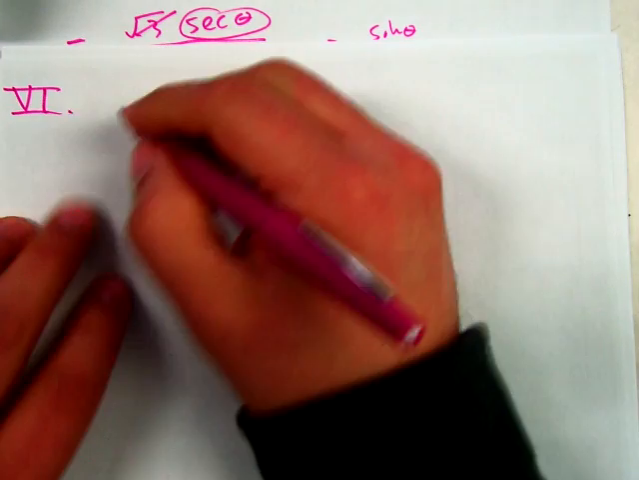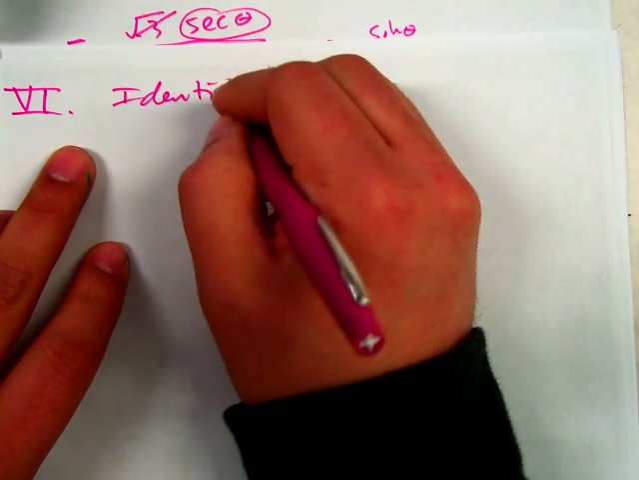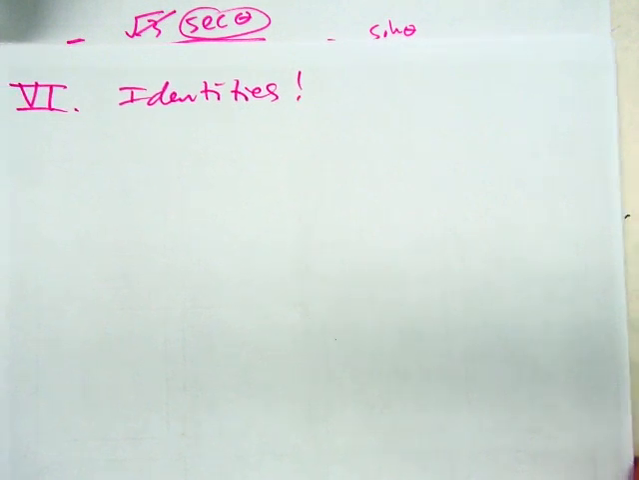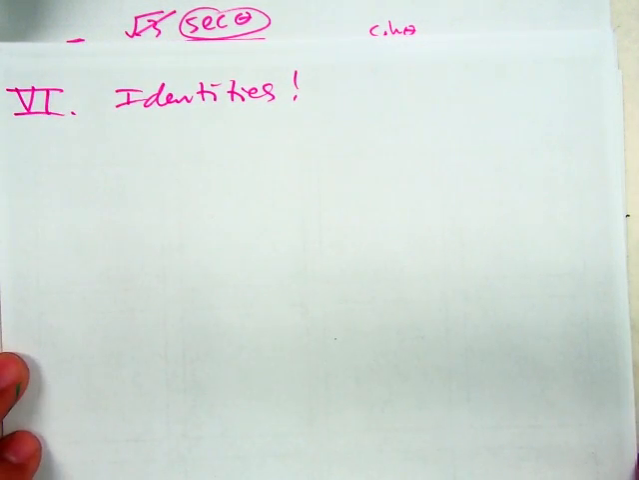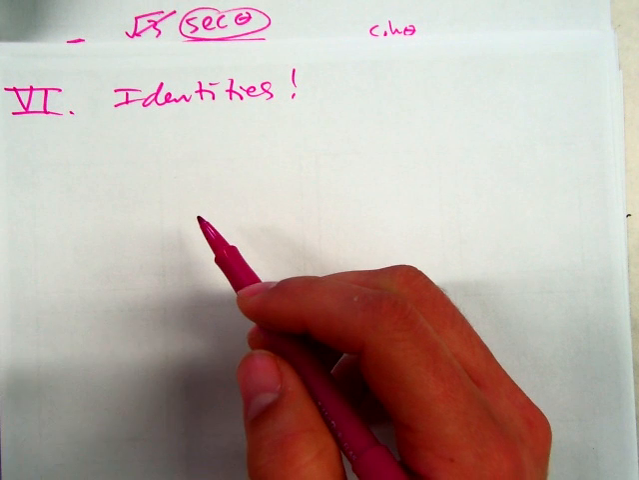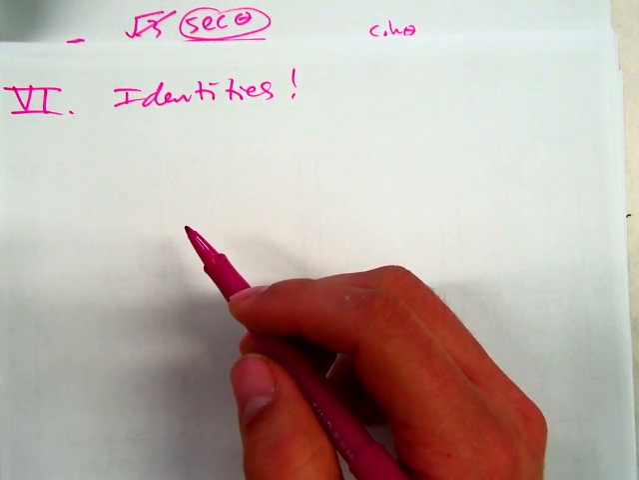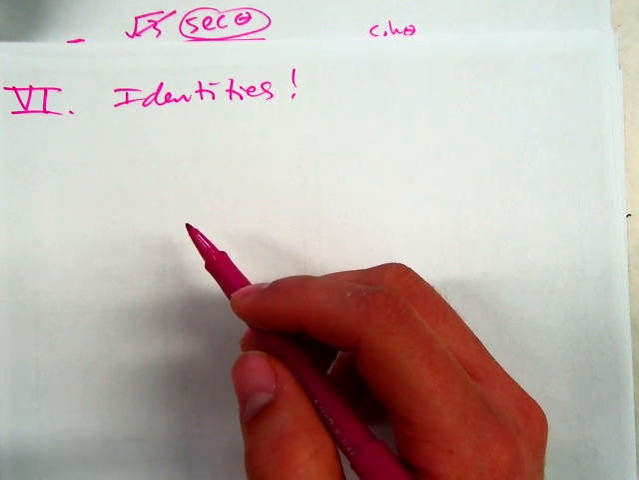Sixth thing, identities. They're not going to go away. So we'll do a quick one. All the stuff that we did with identities before break, you still have to know how to do. The only thing that's different is that now you have more things that you can use at your disposal.